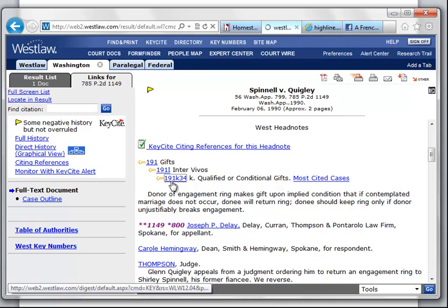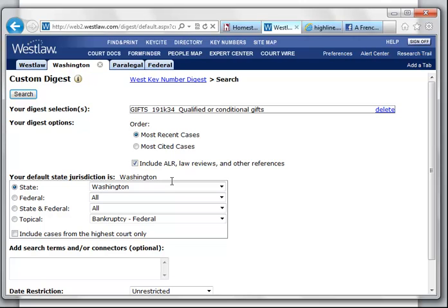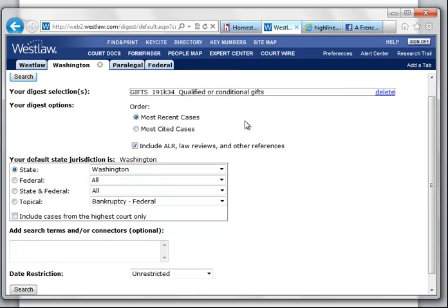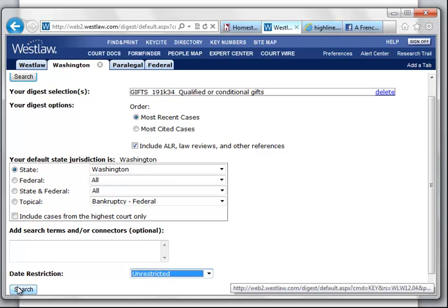Then it's going to ask you what jurisdiction you want, and this is called a digest. And you just determine if you want to. Let's look in Washington and see if there's any more recent cases. It includes ALR, law reviews, and notice we have a new key term. We have conditional gifts. So we could put a date restriction in there. We could say last 10 years. That won't really cover it. Let's leave it unrestricted, and then let's search.